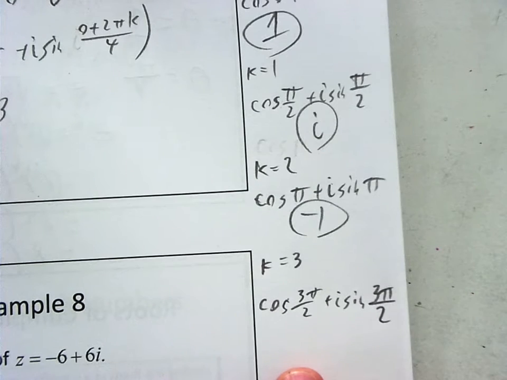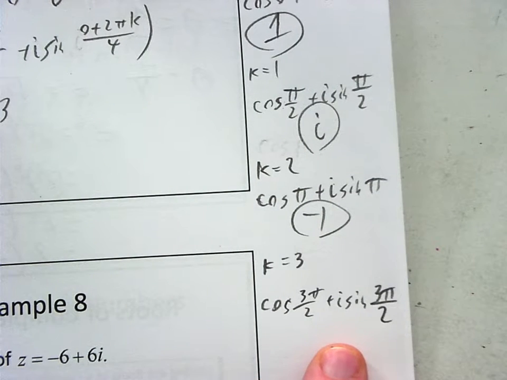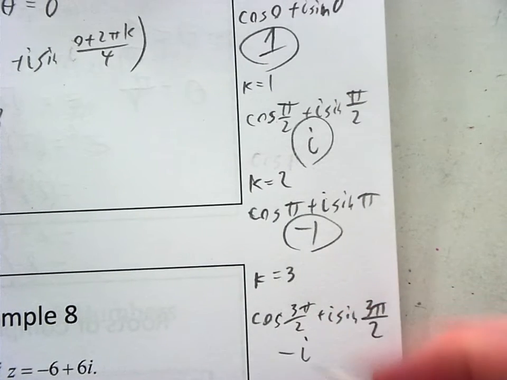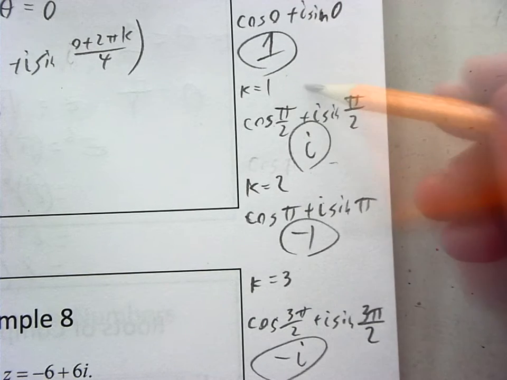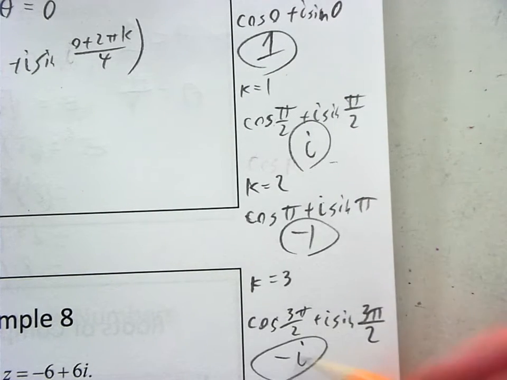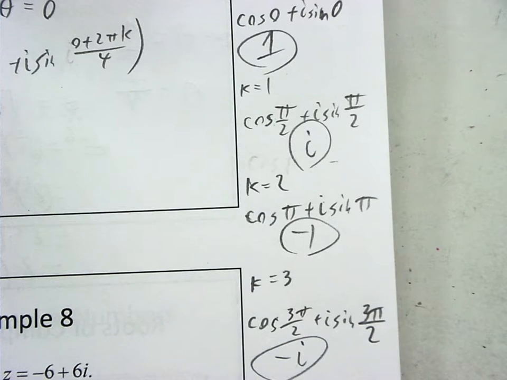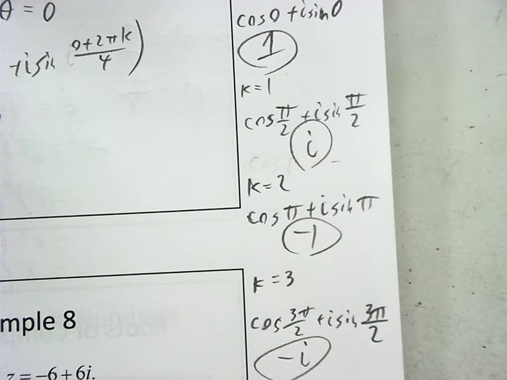Down here, 0, negative i, so negative i. So your four answers are 1 when k is 0, i when k is 1, negative 1 when k is 2, and negative i when k is 3. So you have those four answers. Is that problem done now? That problem's done now. Now, thing is, that's where they're being a little bit nice to you. They're giving you those values that are coming out to be 0 for a lot of it, right? They're not always that nice.